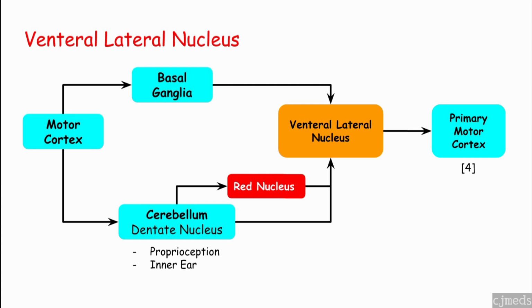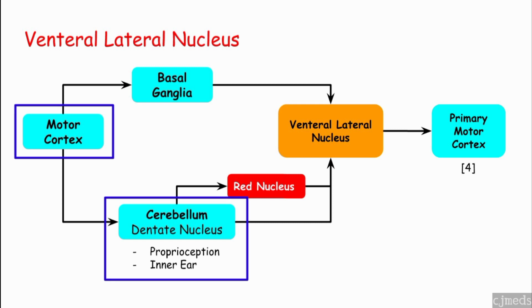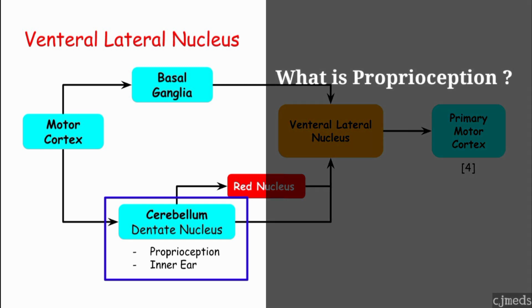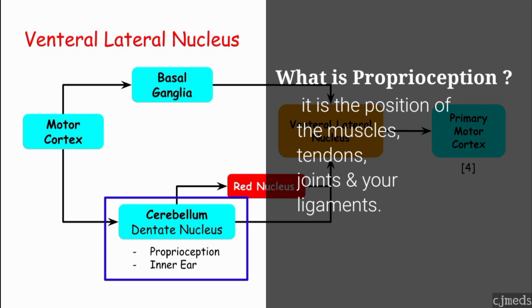What is important here is that the motor cortex is sending its motor plan to the cerebellum also. We know that cerebellum is involved in coordination of motor movements. It is involved in tone. It is also involved in posture. The cerebellum also receives information about proprioception. What is proprioception? It is the position of the muscle, tendons, joints and your ligaments. So the cerebellum knows where our muscles, our tendons, our joints are in this three-dimensional space.